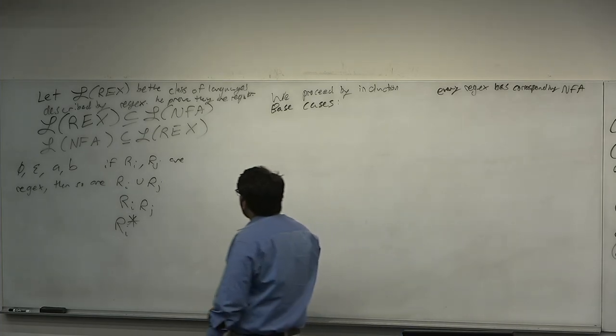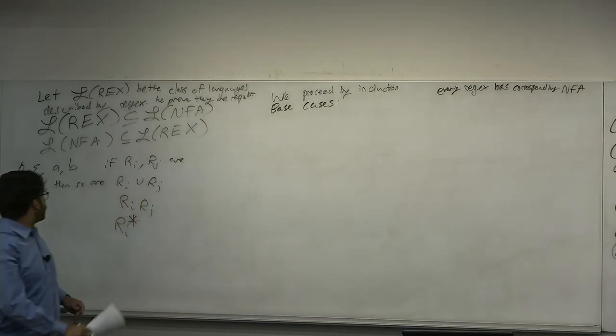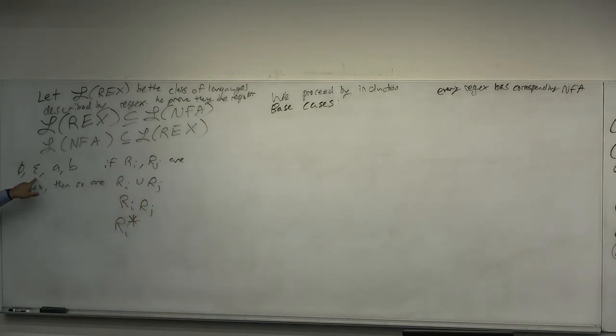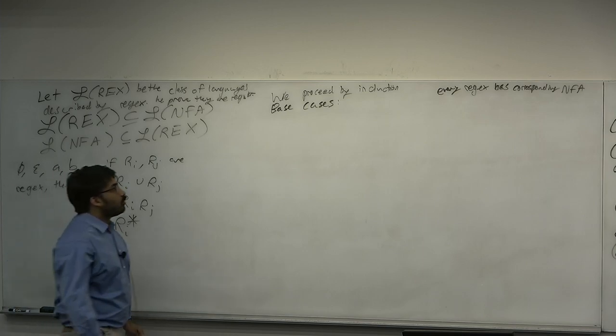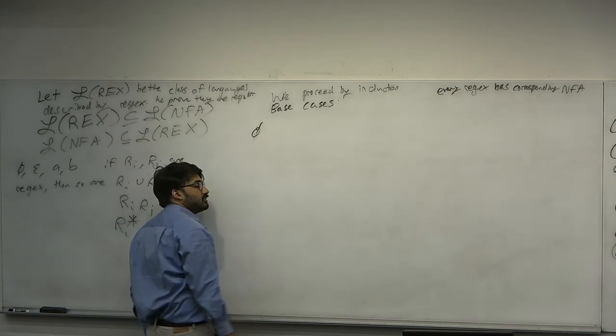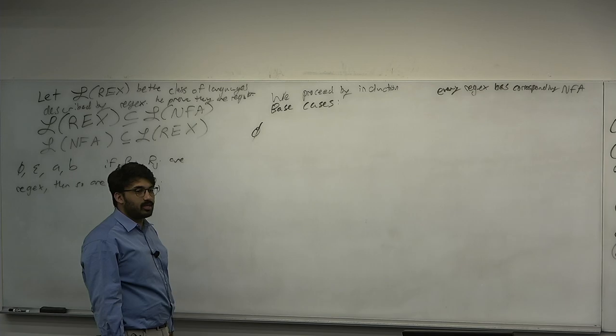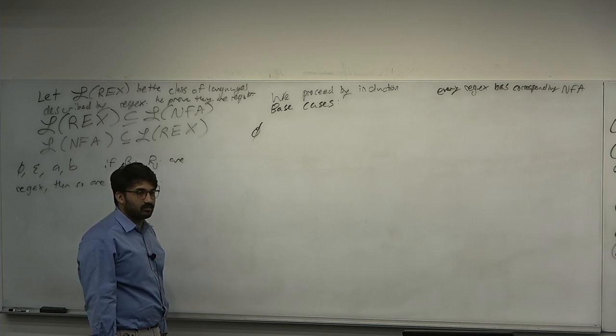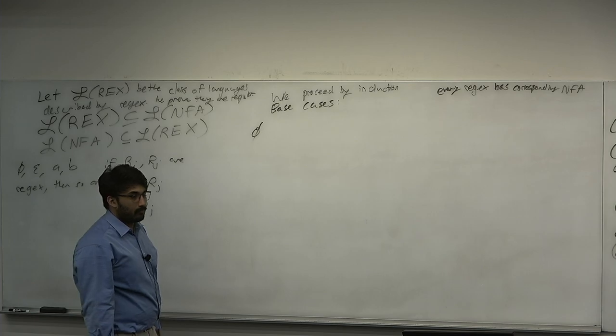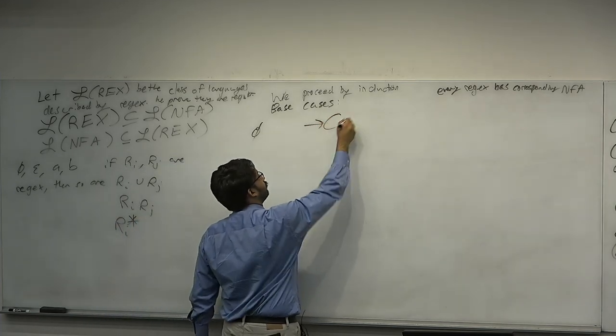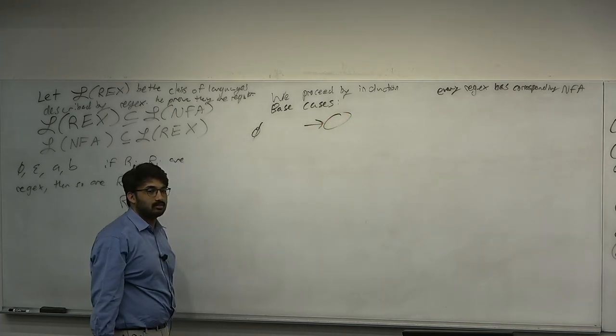So our base cases are going to be the regular expressions: the empty set, the empty string, A and B. We want to prove that each of these decides a language that has a corresponding NFA. What is the corresponding NFA for the empty set? Give me an NFA that decides the empty set. Like a node that isn't accepting. QED, that's an NFA that accepts nothing.